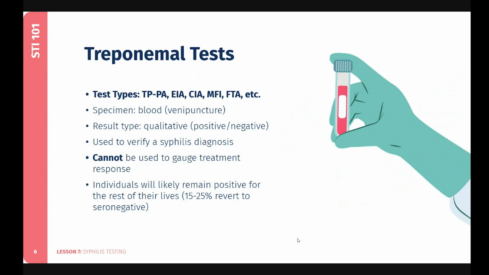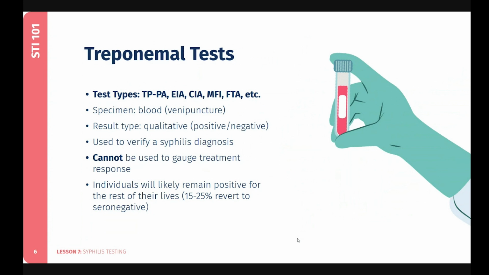There are many types of treponemal syphilis tests. The TPPA is the gold standard. However, many laboratories are using immunoassays like the EIA, CIA, CLIA, and MFI because they are cheaper and easier to batch. The specimen type for this test is also blood. The treponemal tests are used to verify a syphilis diagnosis. For surveillance, unless you're in a primary stage, you have to test positive on both the non-treponemal and the treponemal to meet the case definition for syphilis.